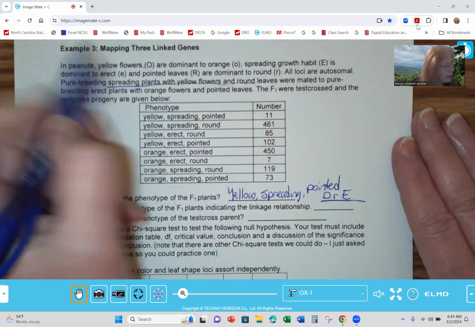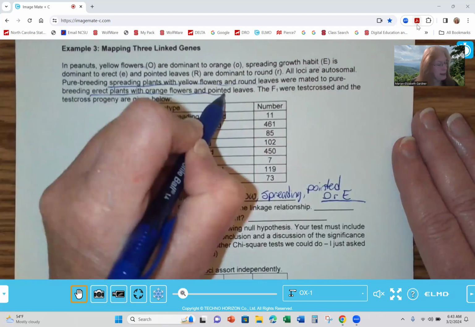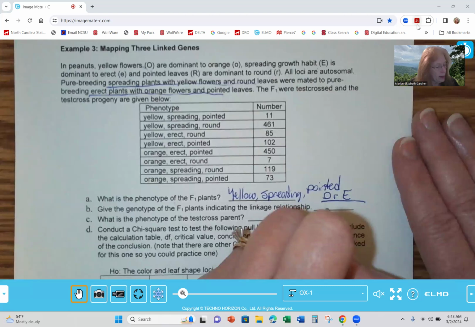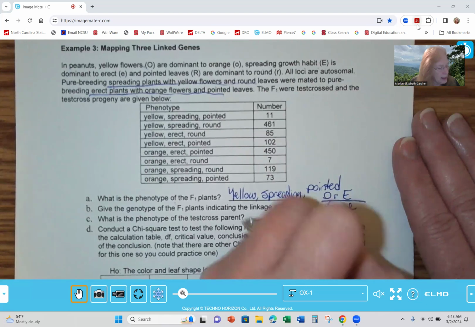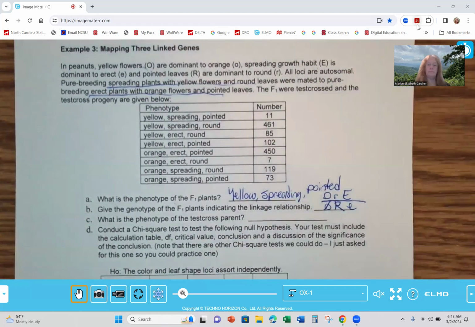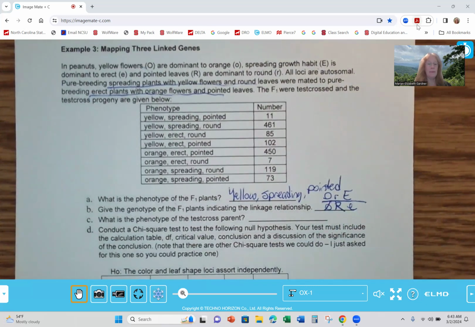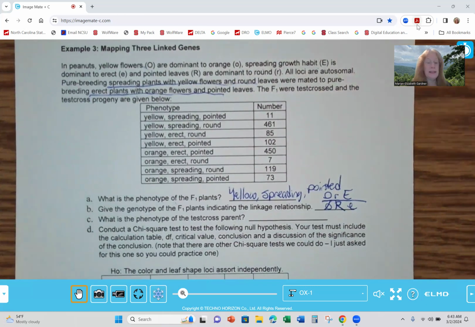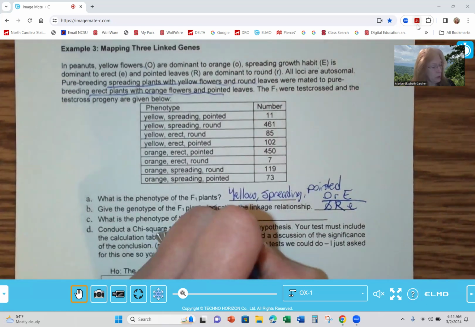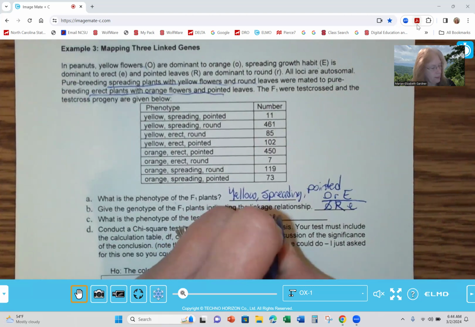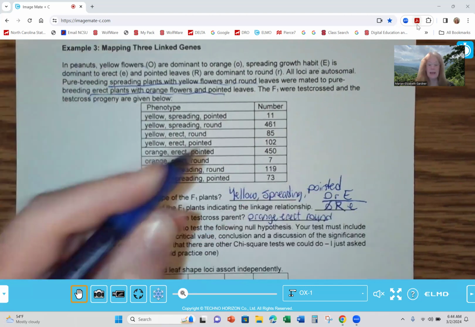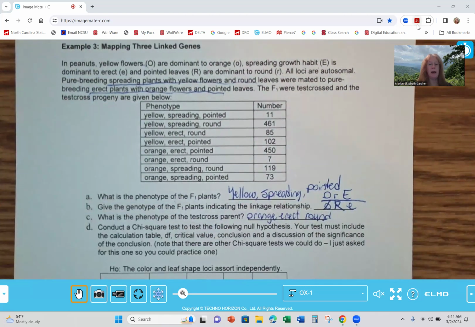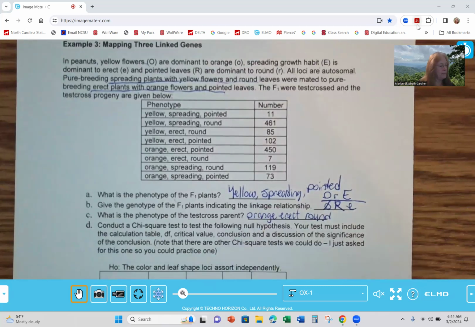And the other was erect, orange, pointed. So orange is going to be a little O, and erect was a little E, and pointed was a big R. Once I write the order on the top, I do want the same order on the bottom. The phenotype of the test cross parent is all the recessive, so orange, erect, and round. We know that this has to be exactly opposite of the phenotype of the F1.